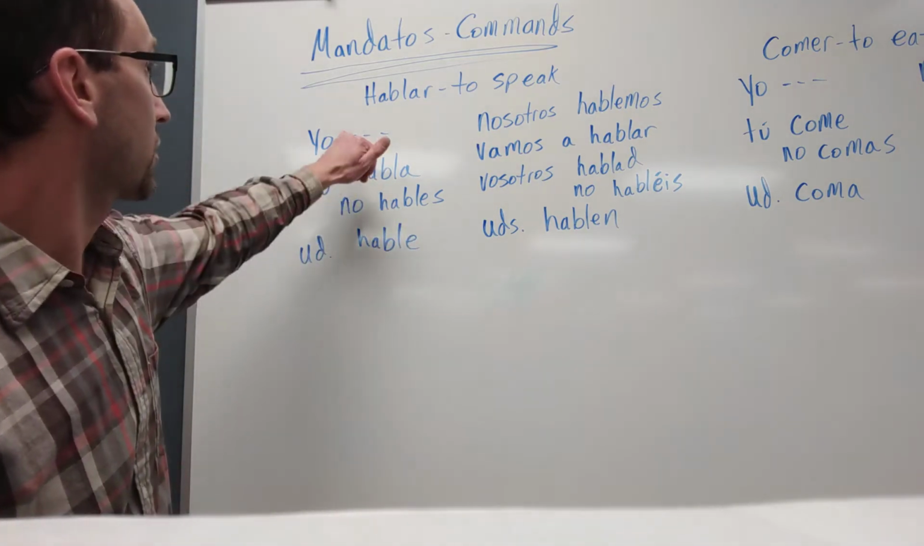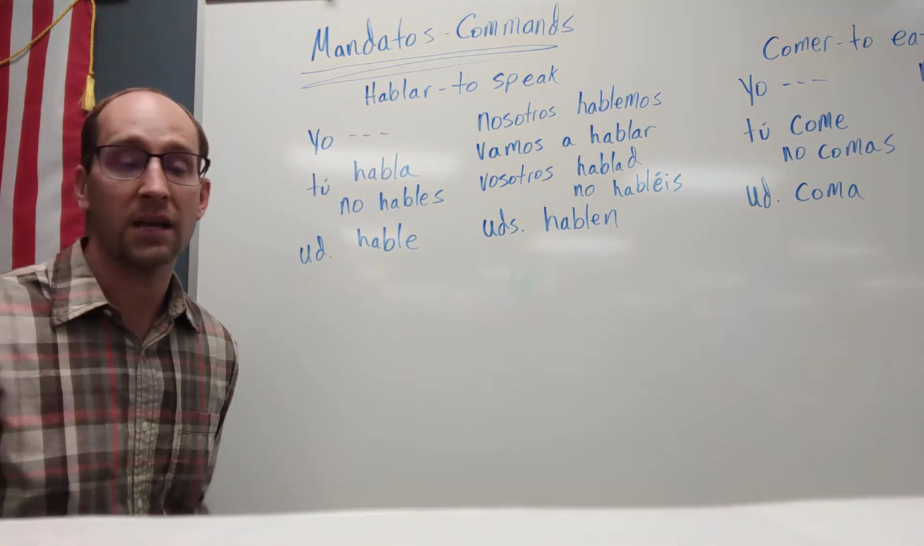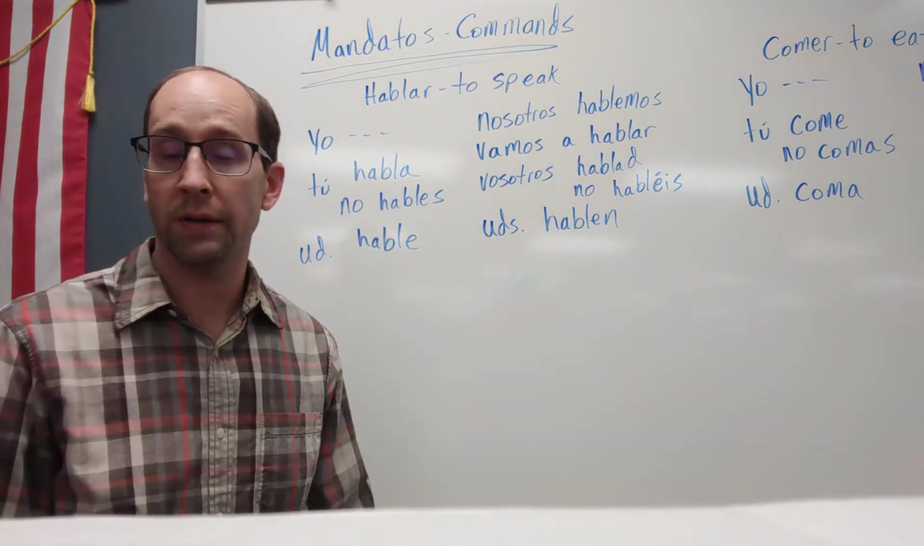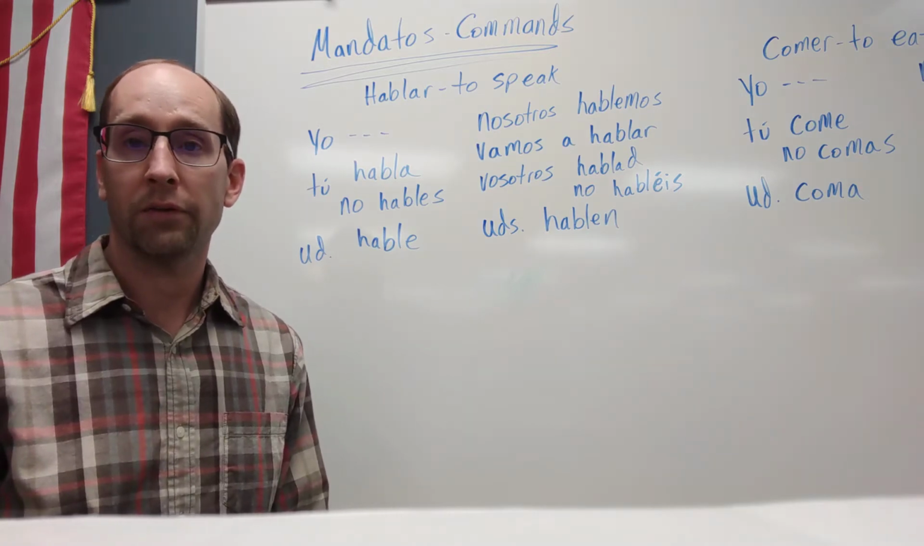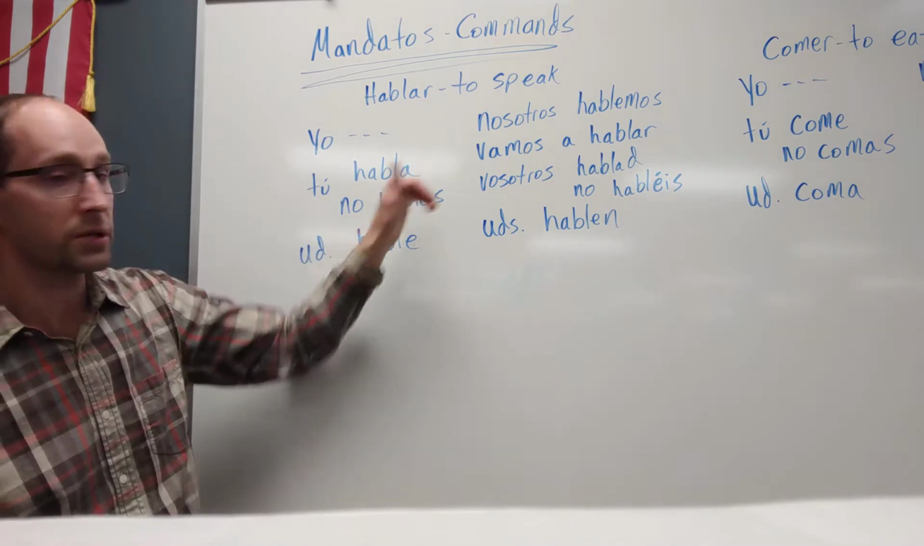Alright, so here we've got hablar, to speak. Notice that there's no yo command. I can't command myself to do something, I either do it or I don't, but there's actually no command for the yo form. Then moving on to the tú form, there's two different versions, the tú affirmative and the tú negative.